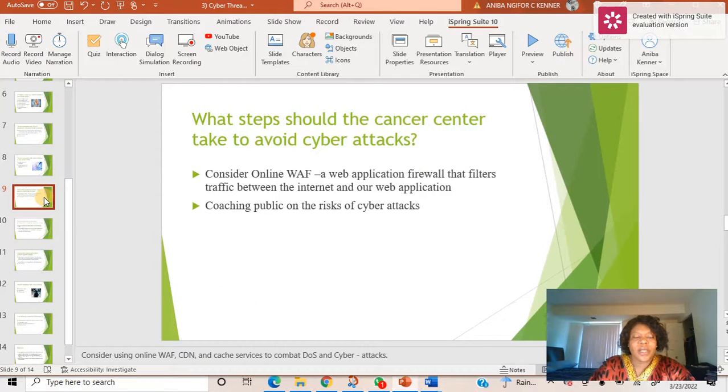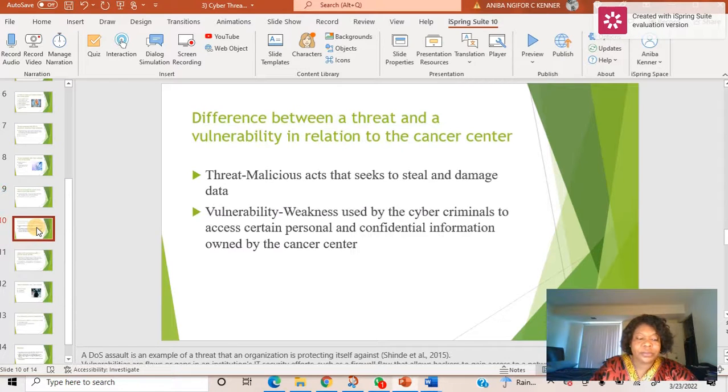So how can we protect ourselves? There are so many ways that we can protect ourselves. I'm just going to name a few in this slide, where we can create a web application firewall, which will filter everything that passes through the internet to our application, or to be proactive by creating an incident response plan, such that we are always ready in case of an attack.